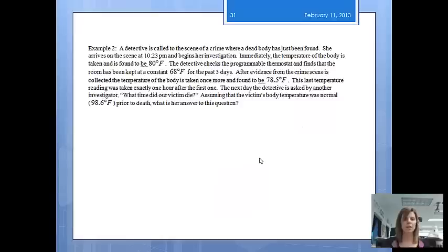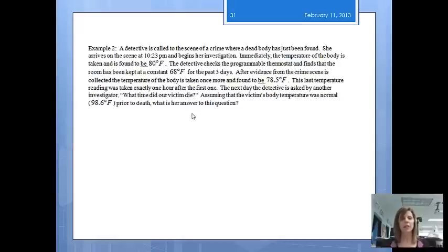Alrighty, let's try another one. Let's do a little CSI here. A detective is called to the scene of a crime where a dead body has just been found. She arrives on the scene at 10:23 p.m. and begins her investigation. Immediately, the temperature of the body is taken and is found to be 80 degrees Fahrenheit.